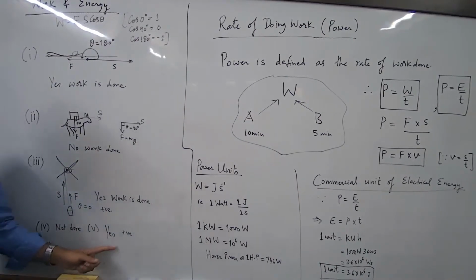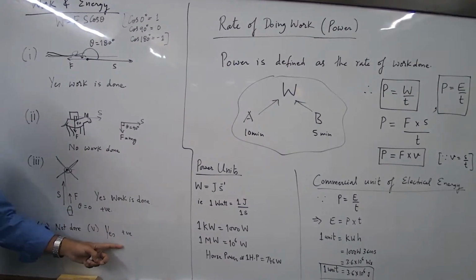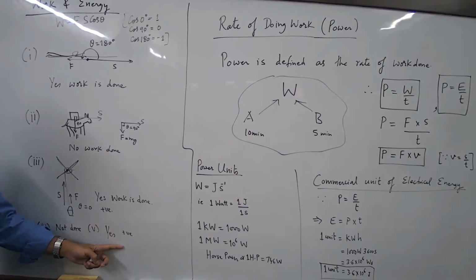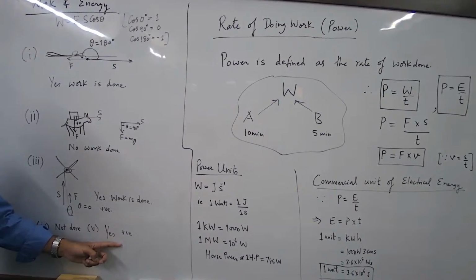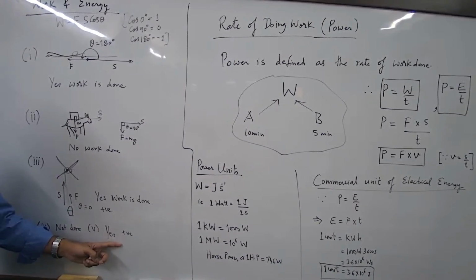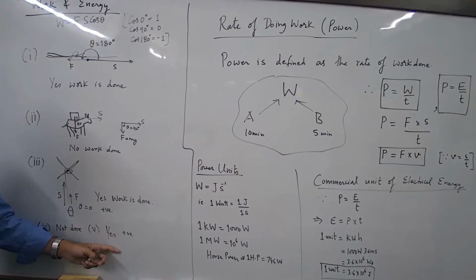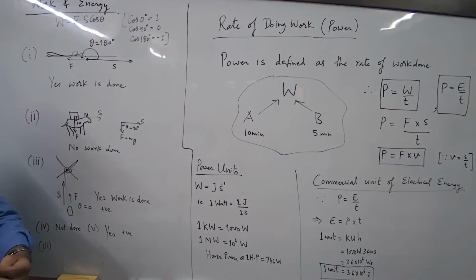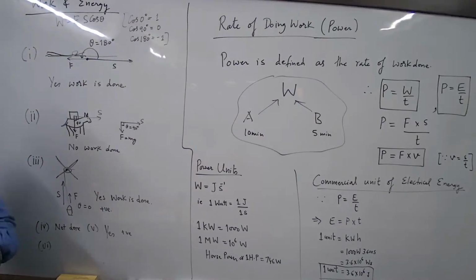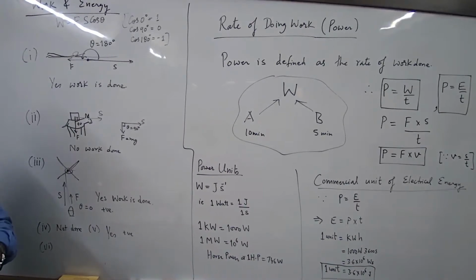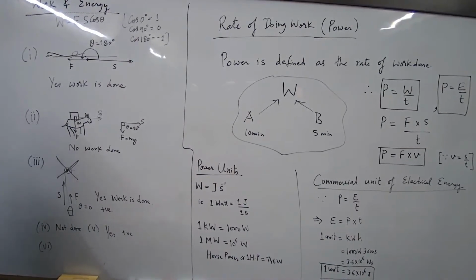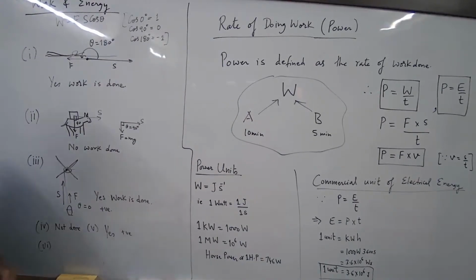In this example, what is the work done by friction? Positive or negative? Sir, positive. Friction, not engine. The engine's work is positive, but friction is negative because friction always acts against the motion. Always, in every situation, friction is an opposing resistive force. So frictional work is negative.